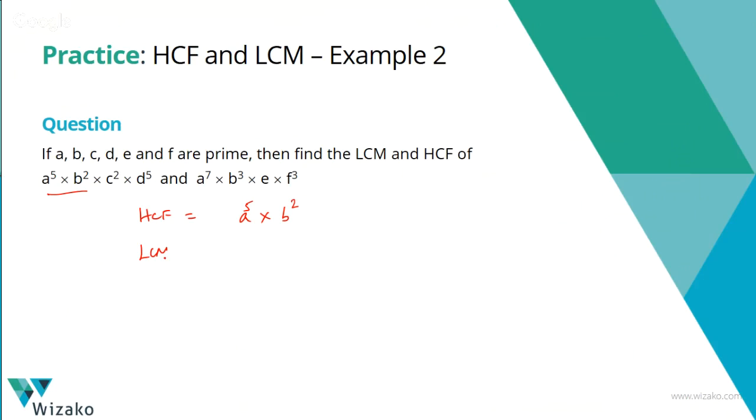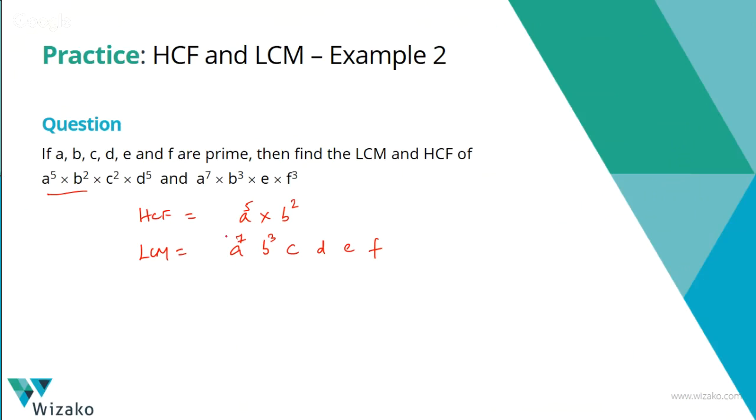Let's move on to LCM. We'll be listing down all primes. So that will be A, B, C, D from the first number. A and B have already been listed. Let's go with E and F from the second number. Pick these primes in their respective highest power. Highest power of A is A power 7. Highest power of B is B cube.